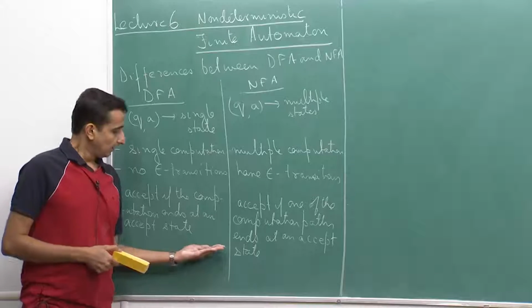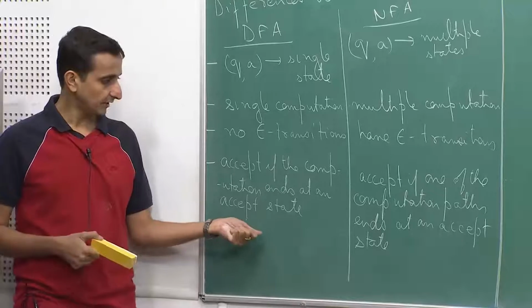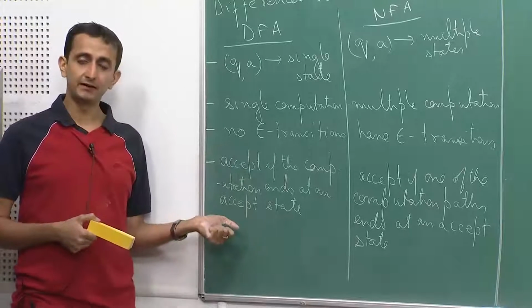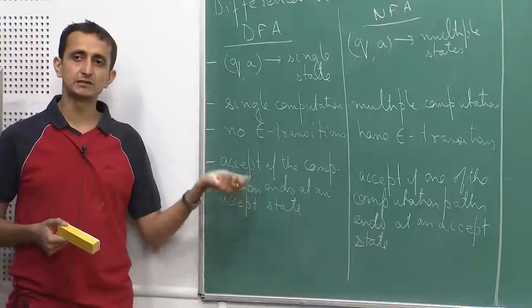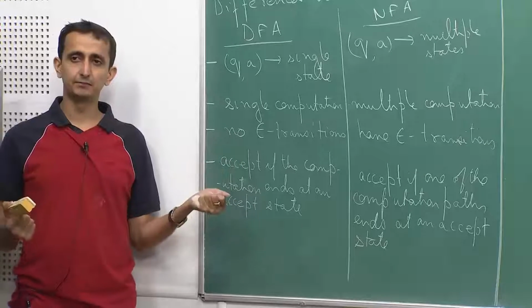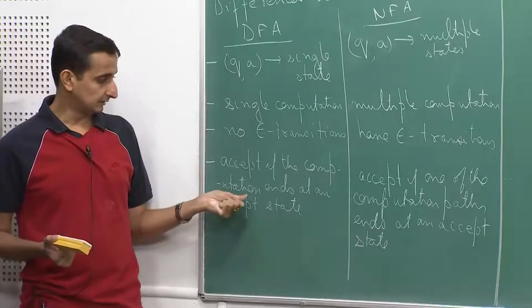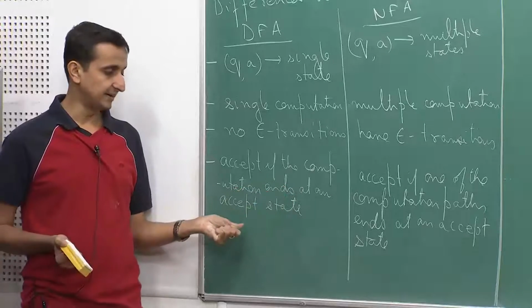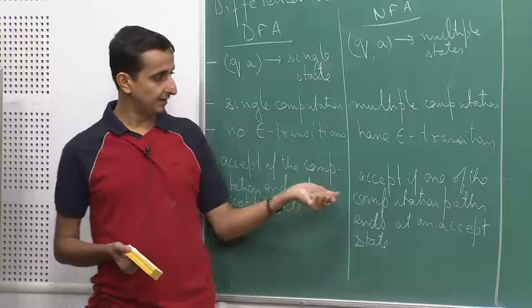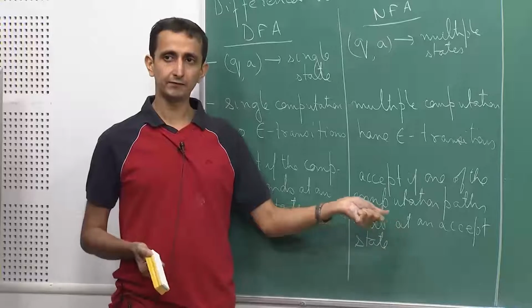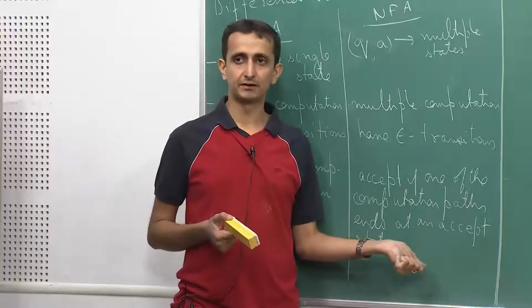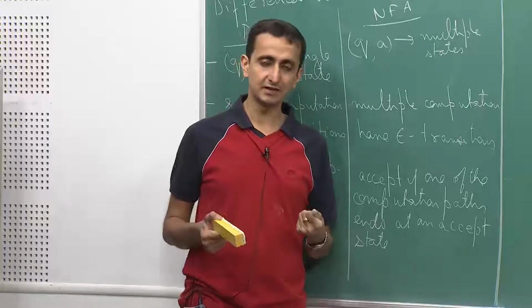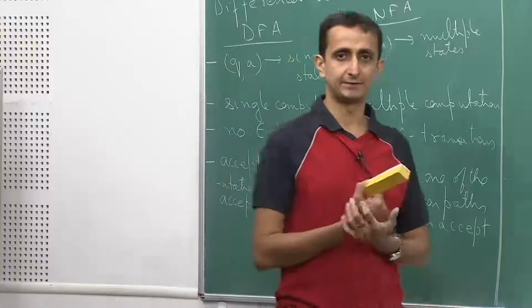The complement fact is, when do we reject an input? In the case of a DFA, we reject an input if the unique computation path ends up at a non-accept state. Here we will reject the input if none of the computation paths end up at an accept state. So, basically all the computation paths end up at a non-accept state.